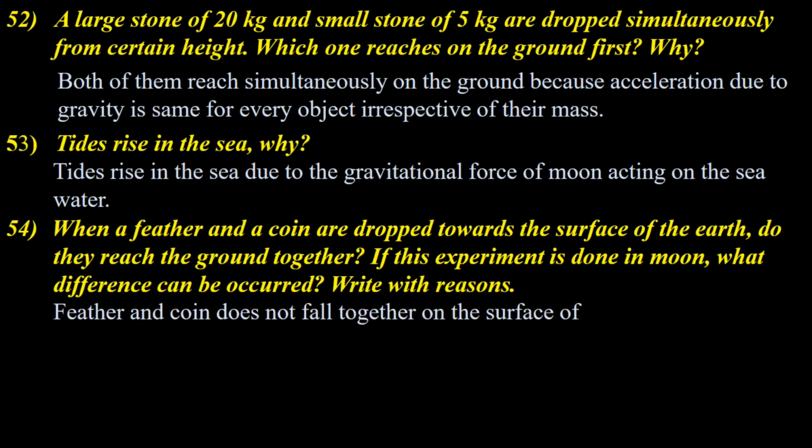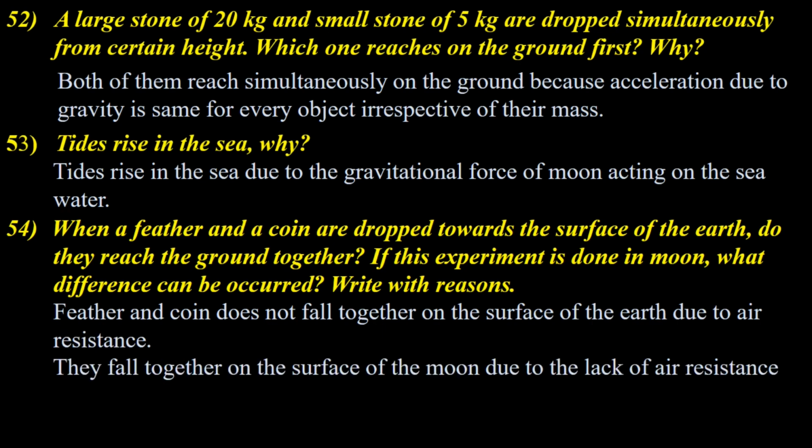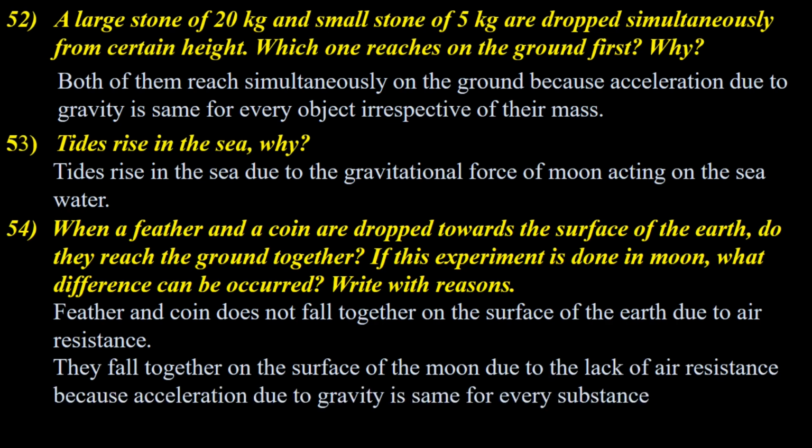Feather and coin don't fall together on the surface of the earth due to air resistance. They fall together on the surface of the moon due to the lack of air resistance, because acceleration due to gravity is the same for every substance. It does not depend on the mass of the body. Okay, let's go to the next question.